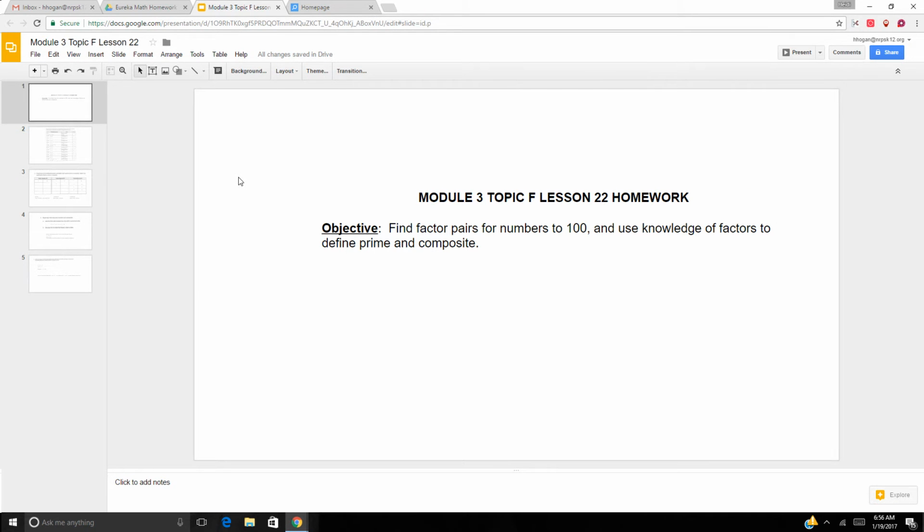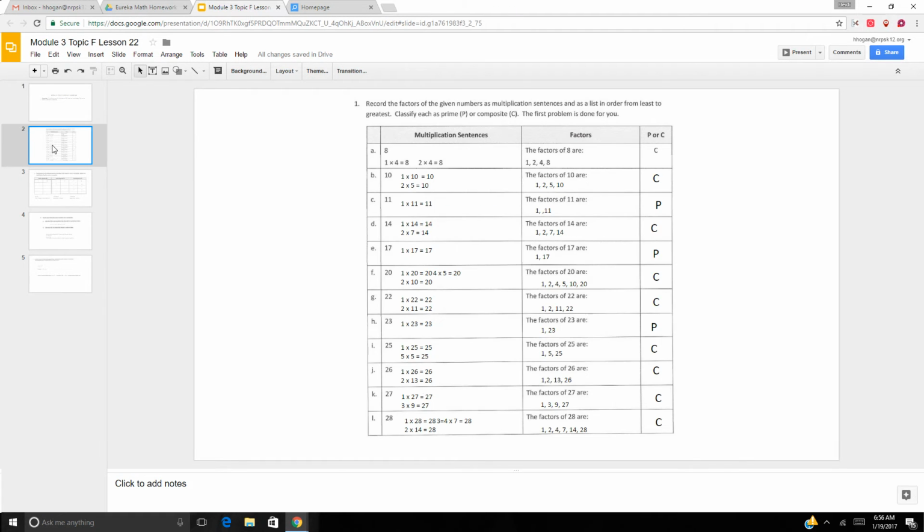Okay, so today we found factor pairs for numbers to 100, which basically means you need to know your math facts to 10 times 10 or 100 and use your knowledge of factors to find prime and composite, because numbers are either prime or composite, just like letters are either consonants or vowels. There are a lot more consonants than vowels in the alphabet, and there are a lot more composite numbers than prime numbers. So let's begin.